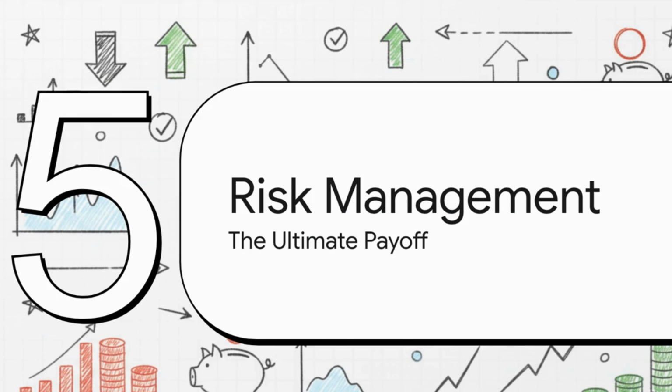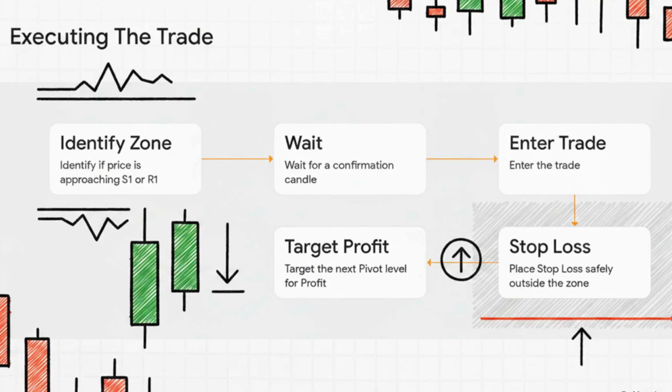Finally, Section 5, risk management and the ultimate payoff. We've covered the psychology, the drawing rules, and the automated tools. But the single true purpose behind identifying all these zones? Capital survival. So here is your highly structured, step-by-step master plan. Step 1. Identify if the price is approaching a support or resistance zone, like your S1 or R1 level. Step 2. Never just jump in blindly. Wait for a confirmation candle, a strong visual sign that the market is actually respecting and reversing off that zone.